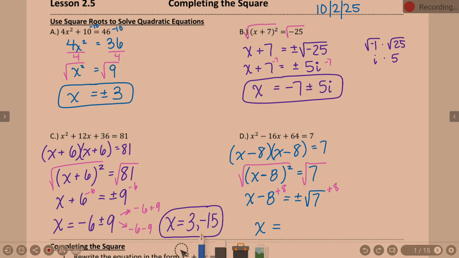Now, we don't have any i's to worry about position, but I still stand by, not required, but I feel like the best form, a plus or minus to me makes more sense if you put it in the middle. Could I write my answer as plus or minus the square root of 7 plus 8? You can, but I would rather put the 8 out front and say 8 plus or minus square root of 7.